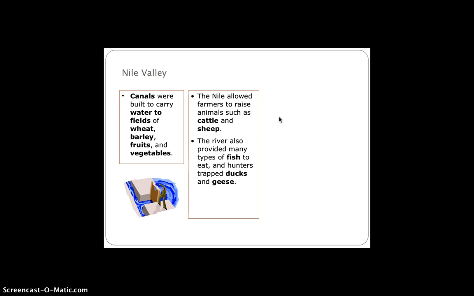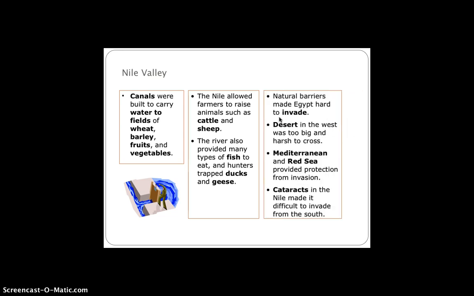The Nile also allowed farmers to raise animals such as cattle and sheep. It allowed these animals to get water when they needed it, so the farmers could actually raise this livestock. The river also provided many types of fish to eat, and hunters began to trap duck and geese as well. So the Nile wasn't only for water, it also became a reason for food, a reason for resources, a reason for canals, and even a natural barrier as well.